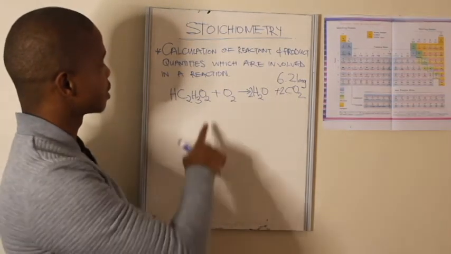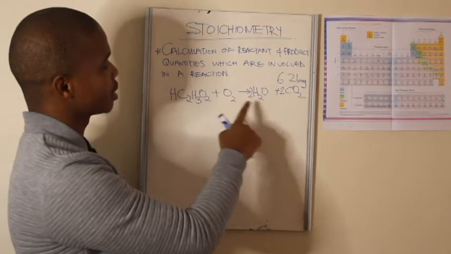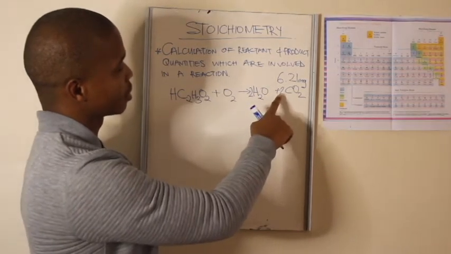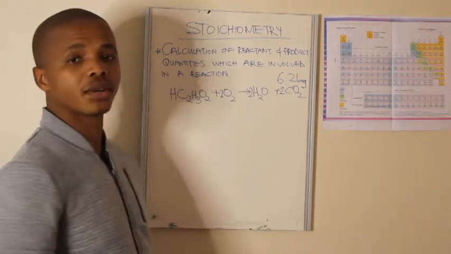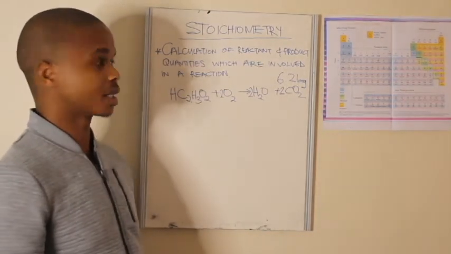And then 2, 4 oxygens, 2, 6 oxygens. So I'll need 2 here. So I have my balanced equation.